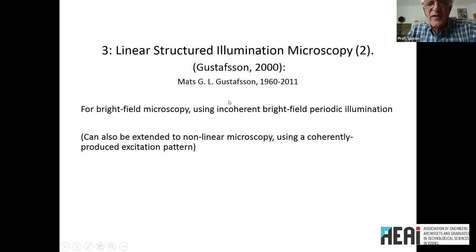I imagine that Gustafsson would have been included in the Nobel Prize in 2014, but unfortunately he died in 2011. What he uses is incoherent bright field periodic illumination. And you can in fact do better than this limit. The limit of two is for a linear system. If you have a non-linearity, if the refractive index is a function of the intensity of the light, you can do better than this with the same system. And he in fact showed that you can get a factor of six using a nonlinear system.